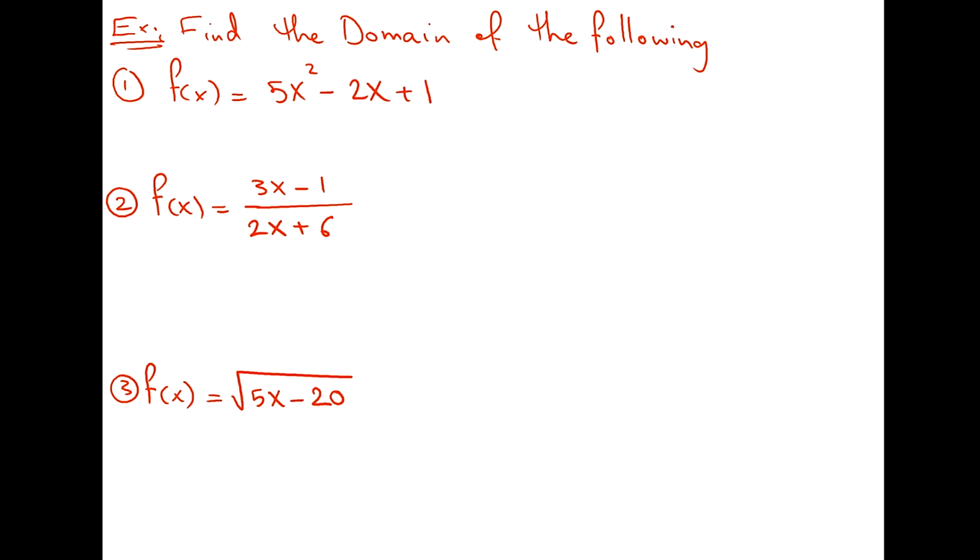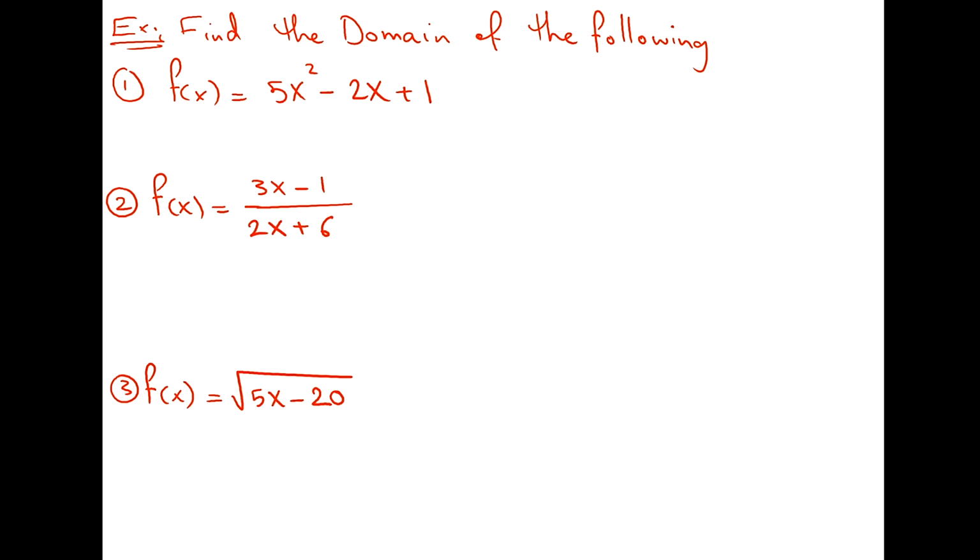For the first one, if we have a polynomial, it means we have x with positive integer powers. Okay, x squared, x, x to the power 3, x to the power 5, x to the power 4. We don't have x to the power minus 2, or x in the denominator, or x inside a radical. Okay, this is the polynomial.